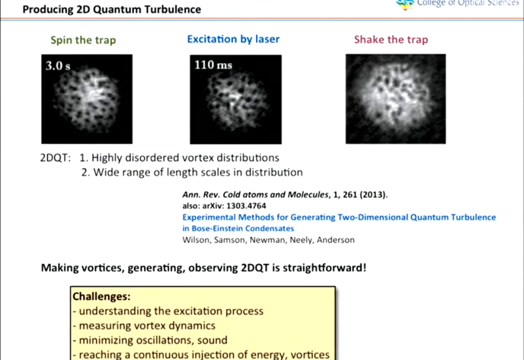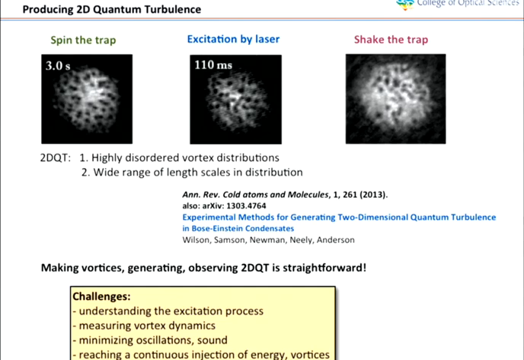Okay, so one of the first questions might be, can we even generate turbulence or two-dimensional turbulence in this trap? What might I mean by that? Highly disordered vortex distributions and a wide range of length scales throughout the distribution. We have found a number of ways to generate quantum turbulence in these systems.